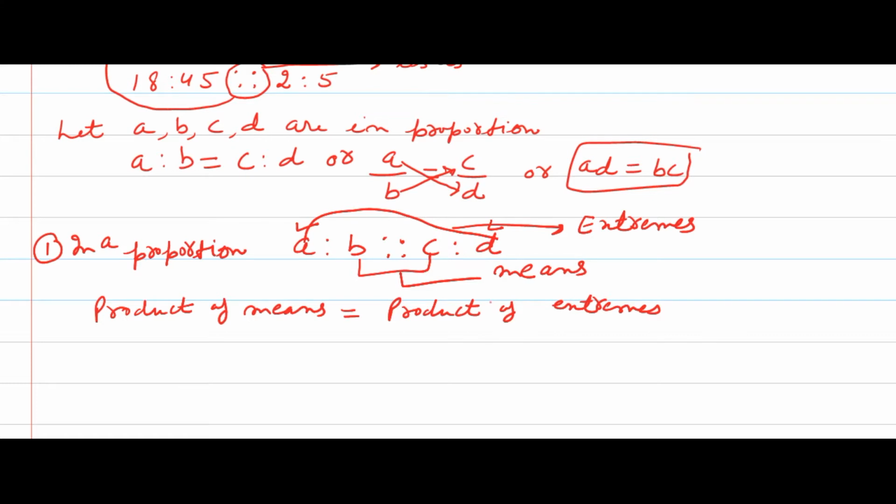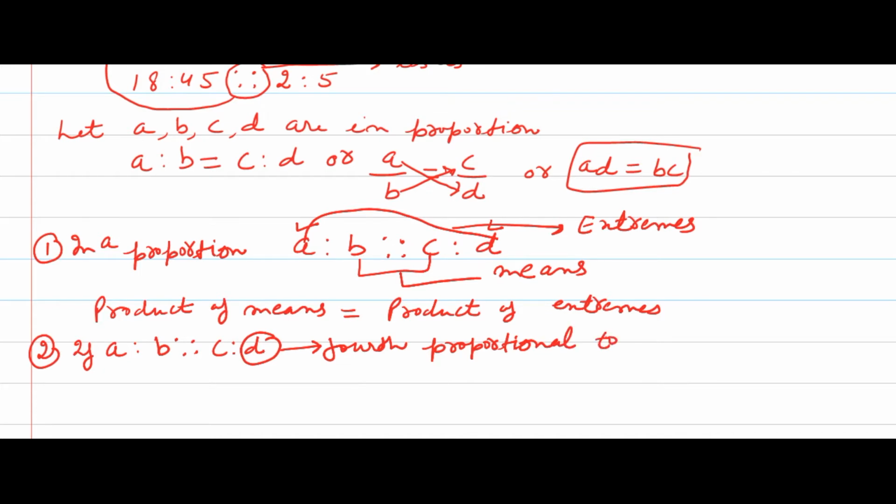Now the second thing you have to keep in mind: if again A ratio B is as C ratio D, then this D would be called the fourth proportional to A, B, C. Right, it is the fourth proportional to the three terms A, B and C.